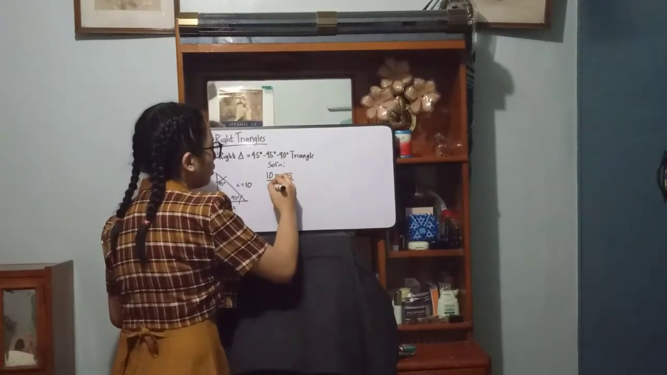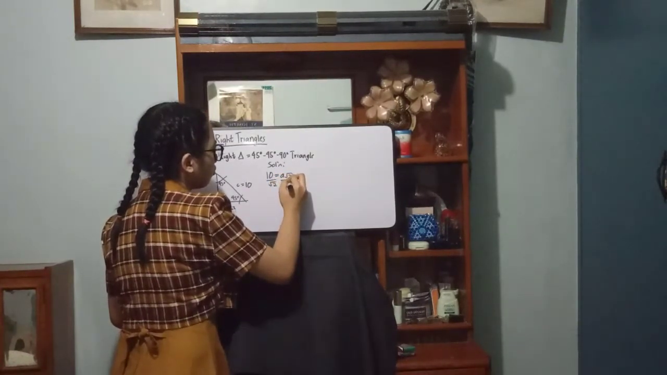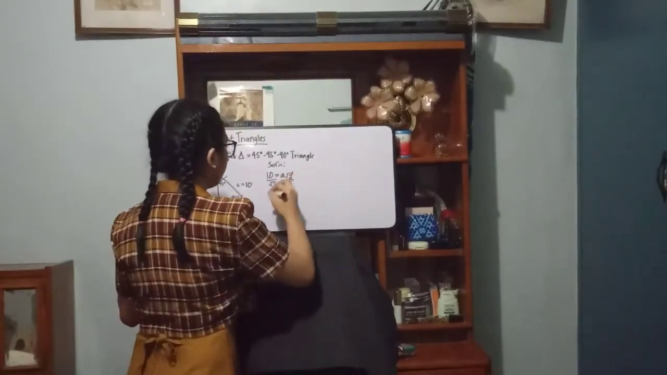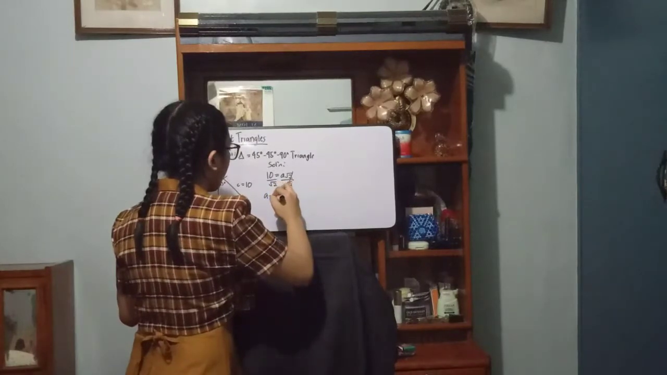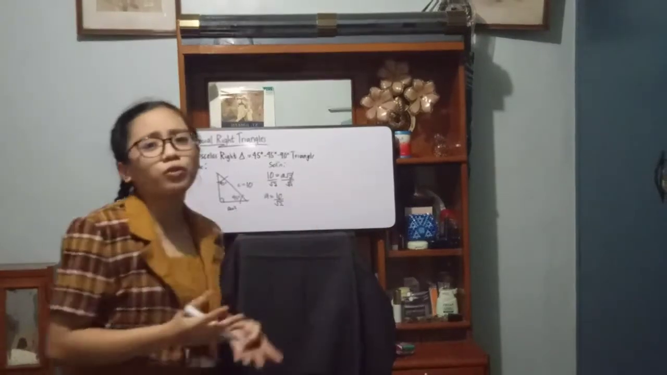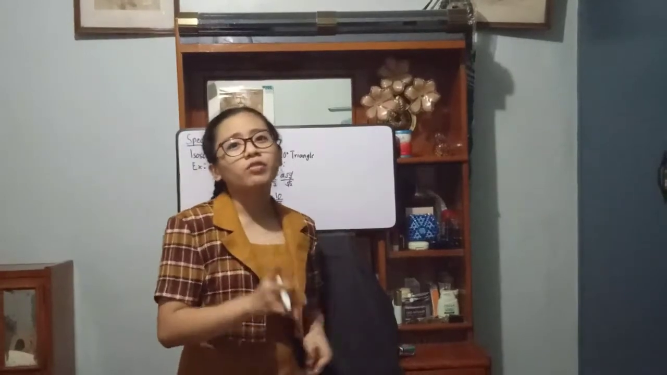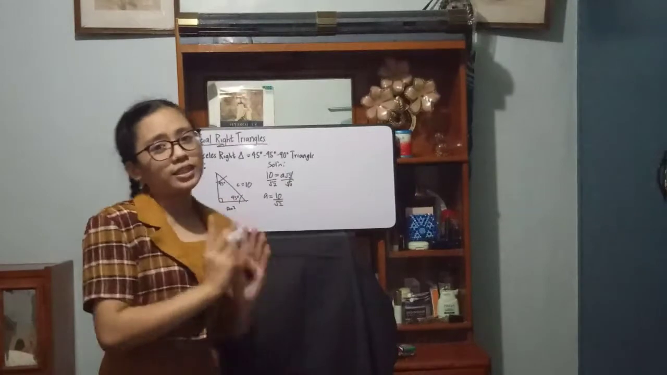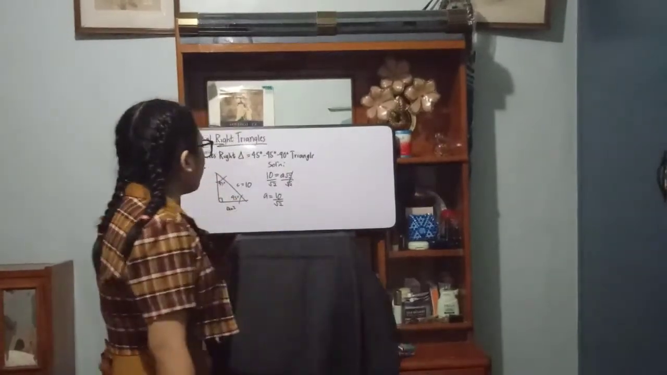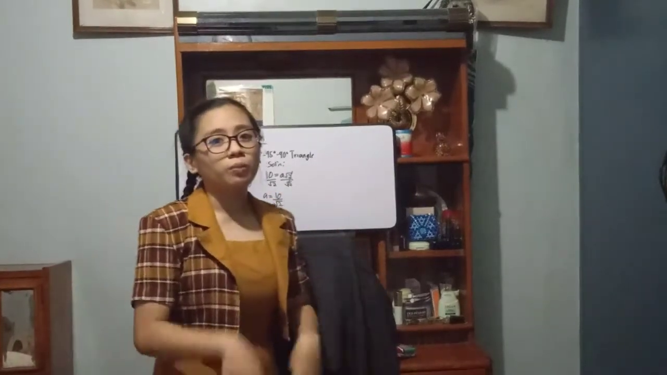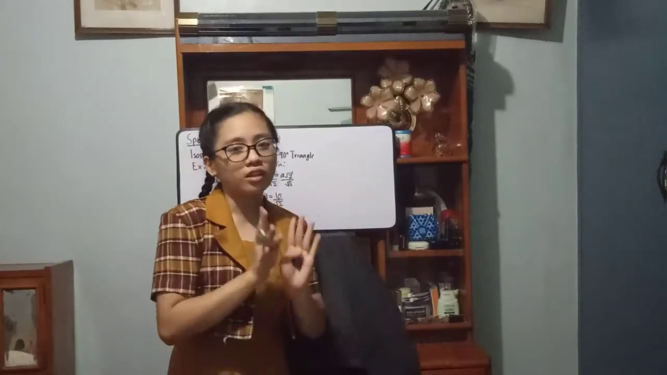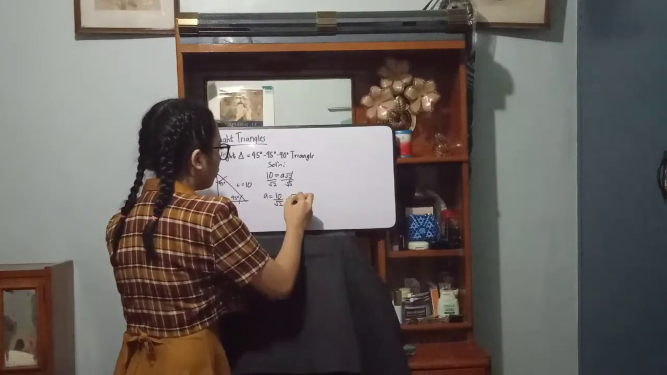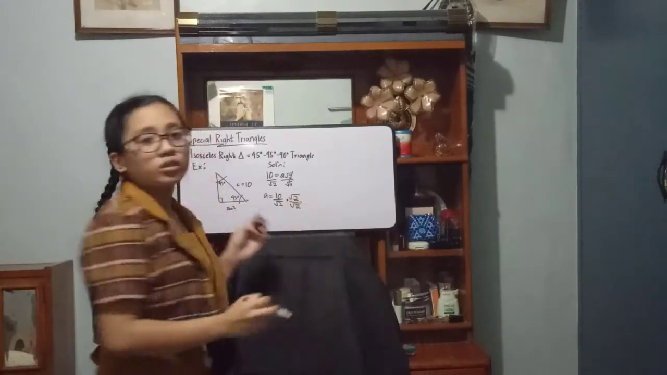We will divide both sides by square root of 2 to isolate the a alone. So a would be 10 over square root of 2. But then, you cannot have a radical in the denominator, so we need to rationalize it by multiplying the square root of 2 in both the numerator and the denominator. So times square root of 2 over square root of 2.